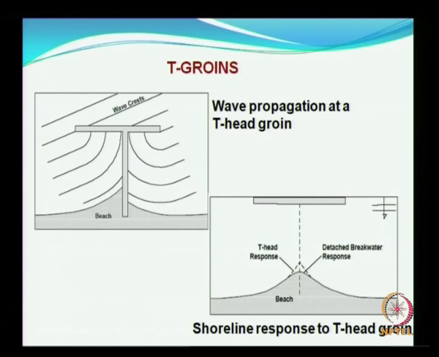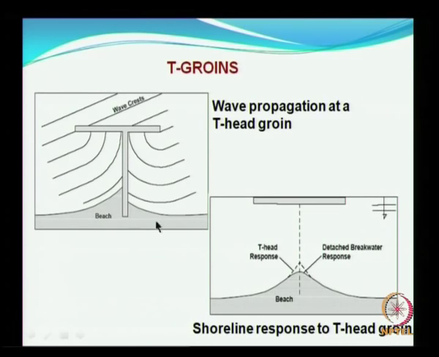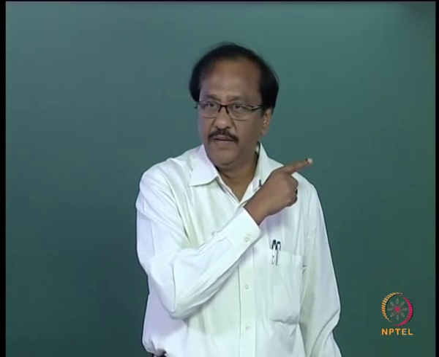So what will happen? Since the energy is higher here, the sand will be moved, and naturally it will move to the areas of lesser wave energy. Hence the sand will start moving and forming the beach, which will slowly propagate towards the sea, towards the groin. So this is how you would have the beach formed, and this is only for a single T groin that we have seen.